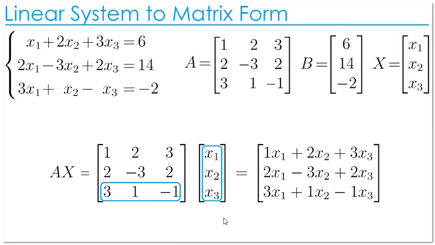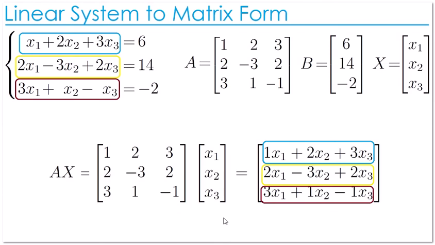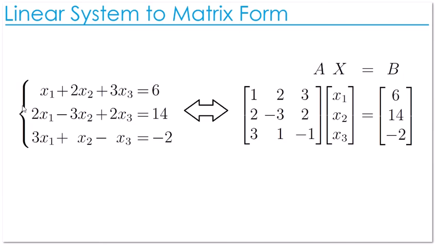Okay, observe that the entries on each row of this matrix AX are the left-hand side of each equation in our system of linear equations. And in our linear system, we want this left-hand side to be equal to the right-hand side. So if we write it as matrices, we want this AX to be equal to the matrix B. We want AX to be equal to B. Therefore, this system of linear equations is equivalent to this equation of matrices.